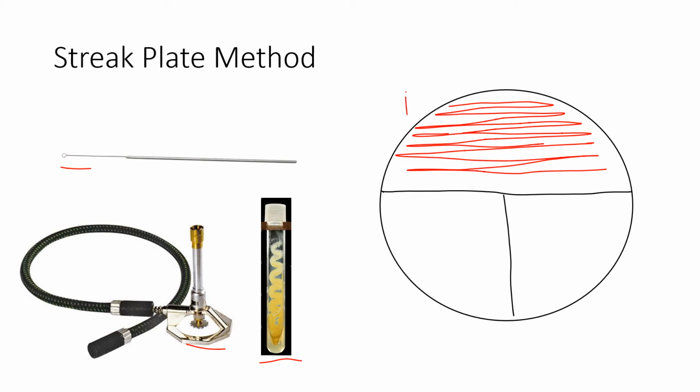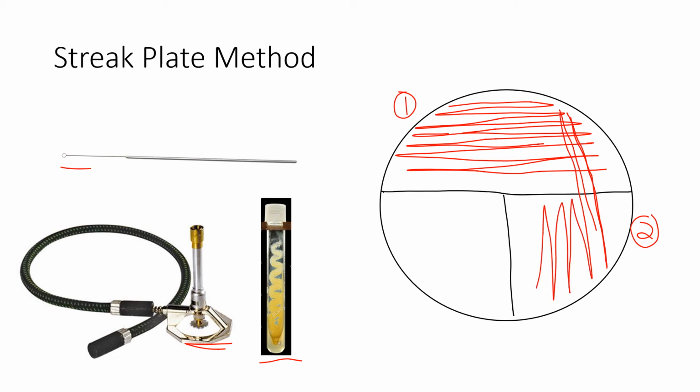Once you have made your first streak, then flame the loop again, because you want to kill off all the bacteria that are remaining on that loop. So your second streak will be down here. In order to spread out the bacteria, you're going to take your loop and start by picking up bacteria from that first streak, and then maybe cross over one more time and streak, spreading out the bacteria in your second streak.